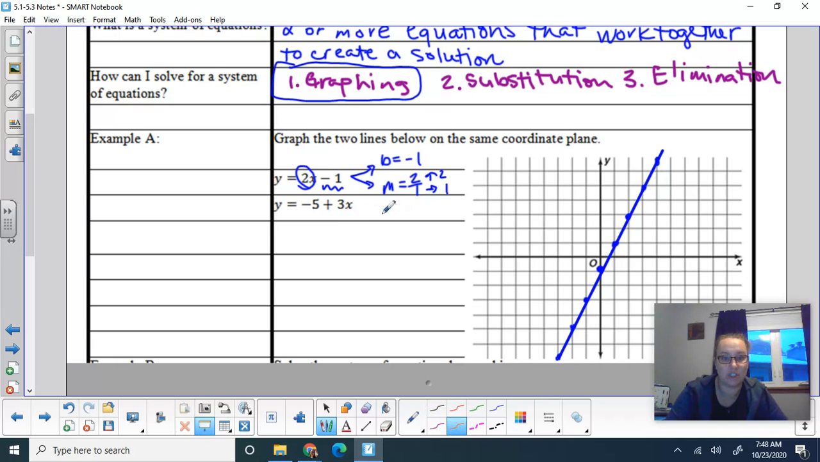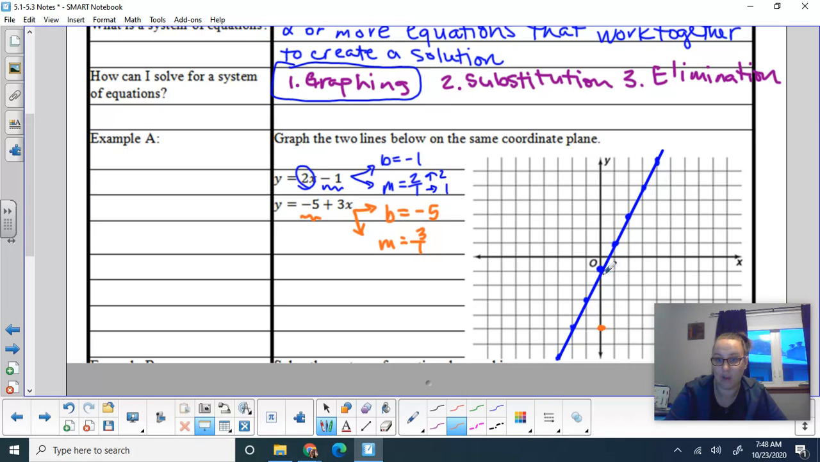So in this equation, again, we're going to start by identifying both the b and the m, or the y-intercept, which is the number by itself. This time that comes first, so -5. And then the slope of this line is 3, or 3 over 1. So again, I'm going to go to my graph and I'm going to start on the y-axis because b is the y-intercept. I'm going to start at -5.